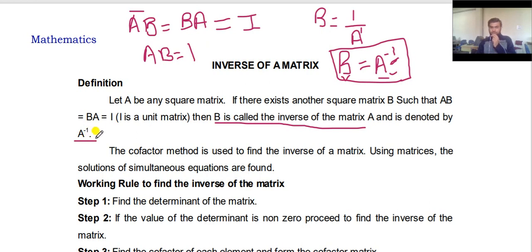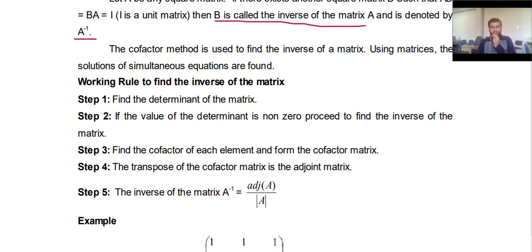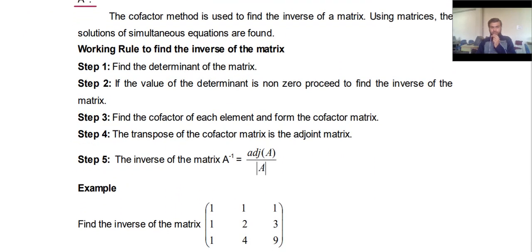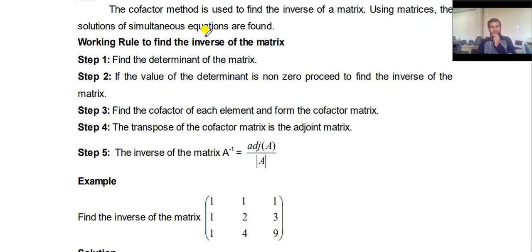So how to find the inverse of a matrix? There is a working rule to find the inverse of a matrix. Firstly, we have to find the determinant of the matrix. In step 2, if the determinant is a non-zero term, if the answer of the determinant of the matrix is not equal to 0, then only we find the inverse of the matrix.